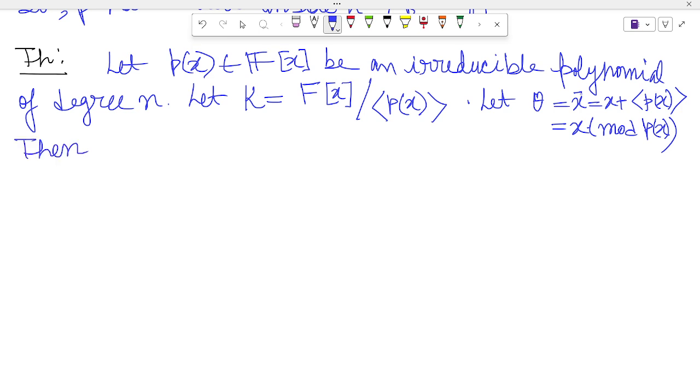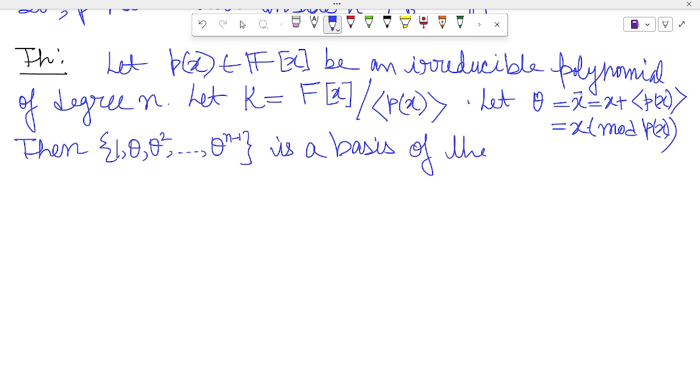Then 1, theta, theta square, up to theta to the n minus 1 is the basis of the vector space K over F. Understand? I need to prove this. Okay, don't worry, I will prove this.